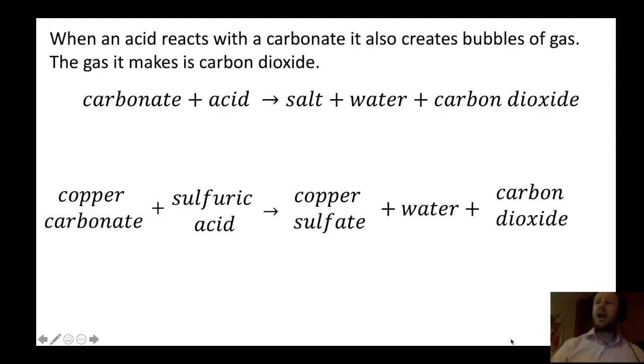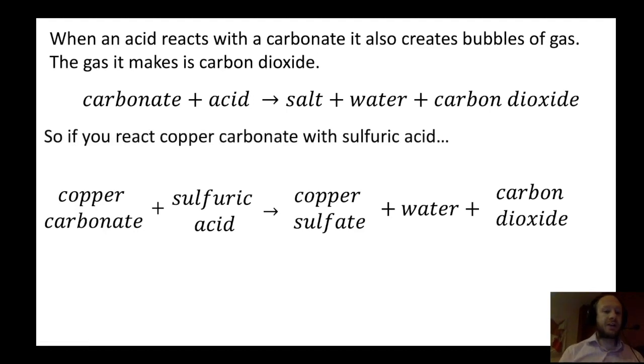Alright, another example is when an acid reacts with a carbonate. So if I have an acid reacting with a carbonate, the general equation is carbonate plus acid makes salt, water, and carbon dioxide. A little bit more complicated for this one.